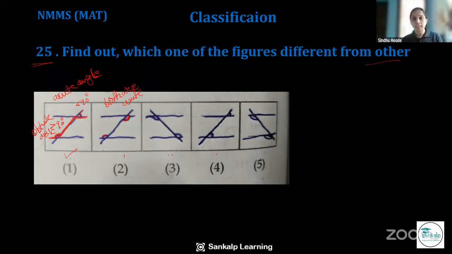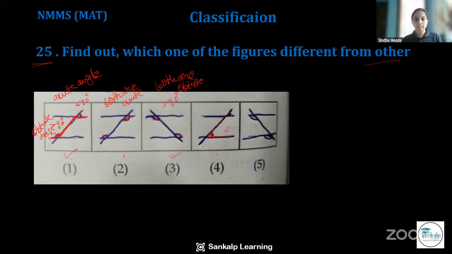Then come to image 3. Here also one angle is formed here and another one is here. Both the angles are obtuse, greater than 90 degrees. Both are obtuse angles. Then come to image 4. One angle is formed here and another one is here. Look at the angle. This one is less than 90 degrees.